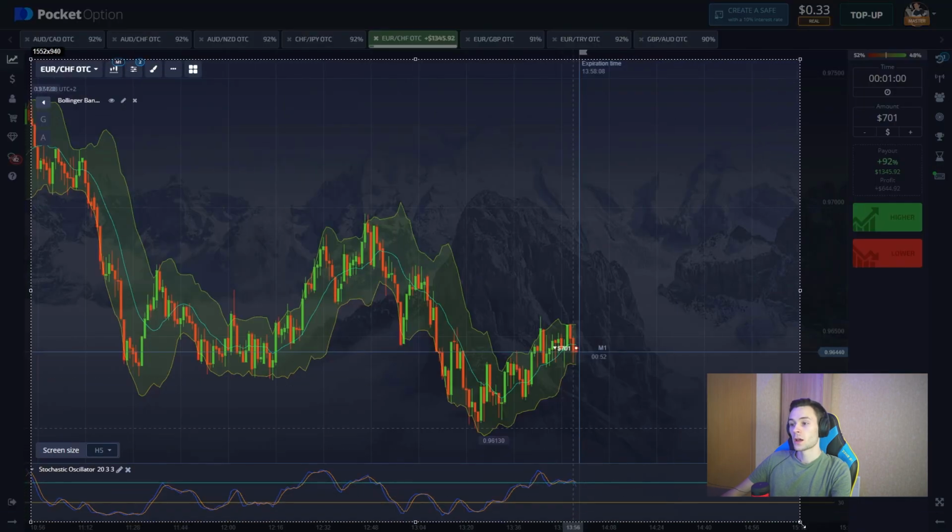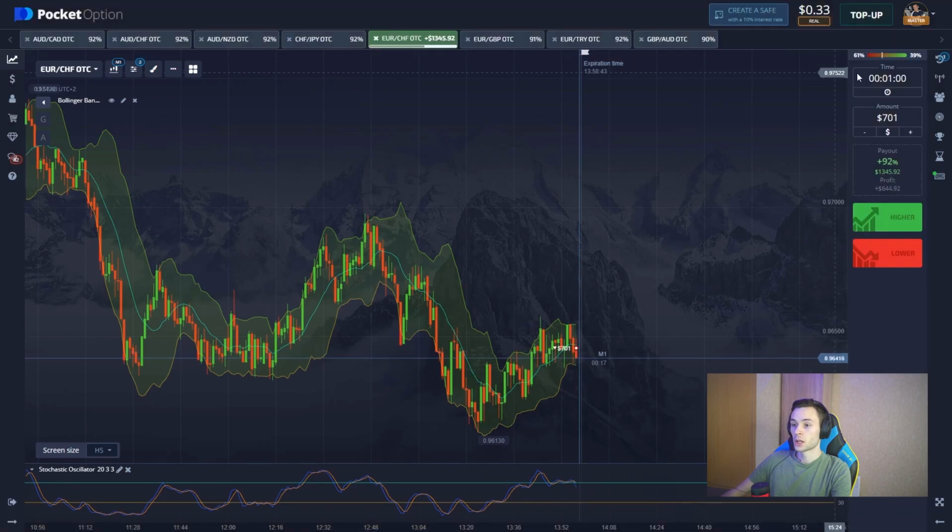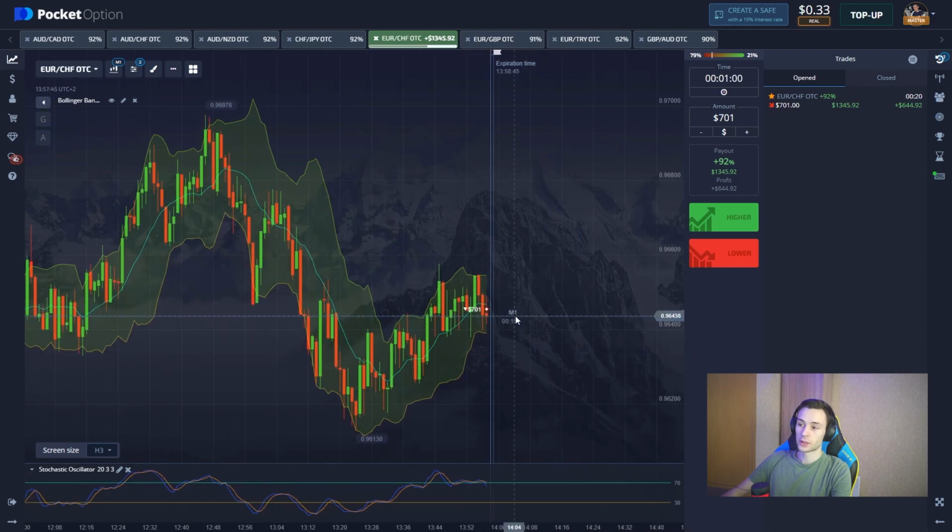Actually, we got two signals here, and first of all we see the touch of the upper boundary of the channel, and then we see that the stochastic crossed the overbought zone. This is number 2, and in general there's a downtrend on the chart, and this upward dynamics is a temporary correction. Actually we have one more signal here, and this is the third one, and now the pullback is over and we're gonna see some downward dynamics here, and that's exactly what's happening now.